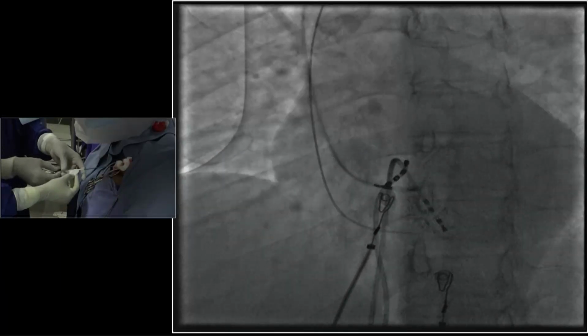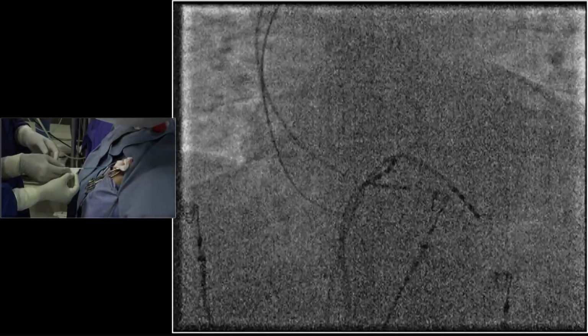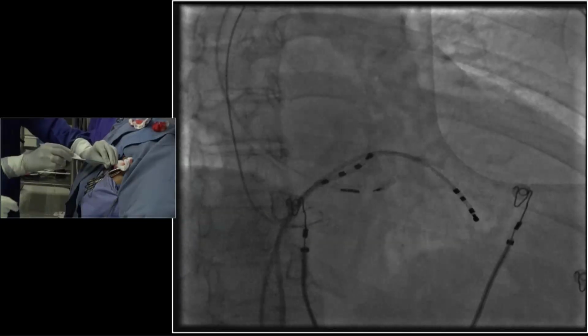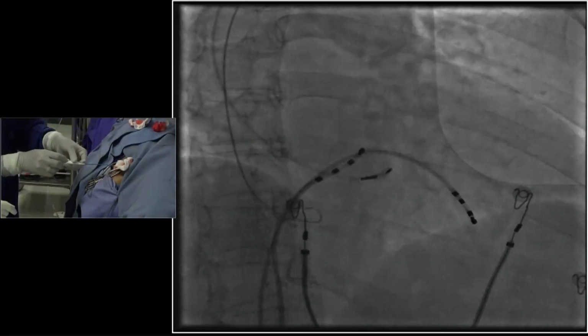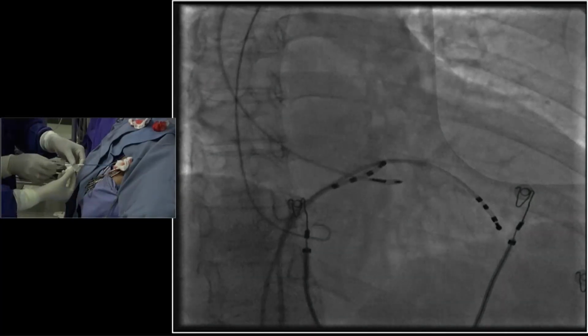Just focus my hand. So go to RAO, please. The sheath moved, I think. Yeah, so the sheath has moved a little. It's not into the area where I wanted to deploy. Yeah, hold on here. Don't move the sheath. Come back to LAO.